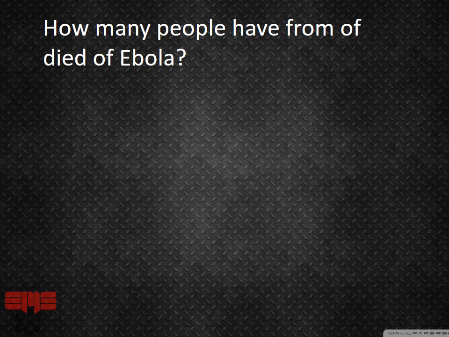So we'll start off with a question. How many people have died from Ebola total? The answer is about 7,000 since 1976. When the virus first emerged in 1976, about 7,000 people worldwide have died from Ebola.